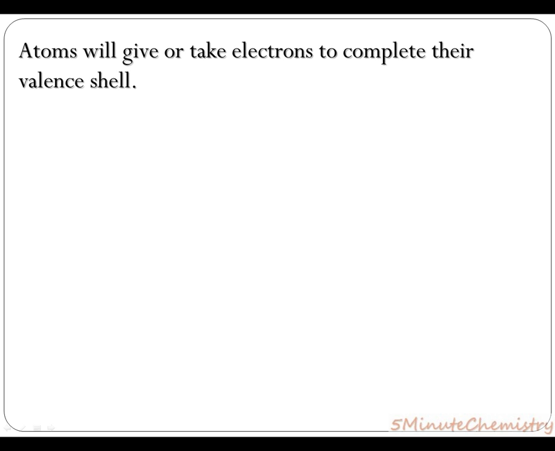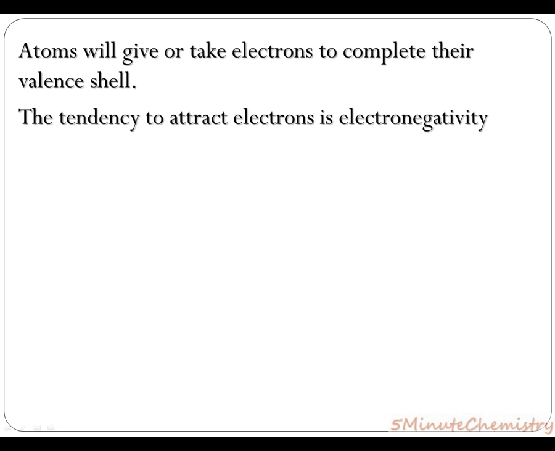When we get into chemical bonding, we're going to talk a little bit more about this, the ways that they do this, and their motivations. But just be aware that atoms want a full valence shell. So one of the things that is a factor of this is the tendency, the ability to attract electrons. We call that ability electronegativity.